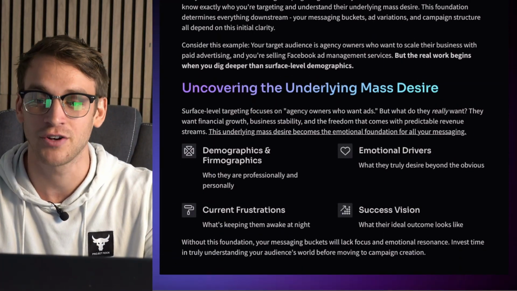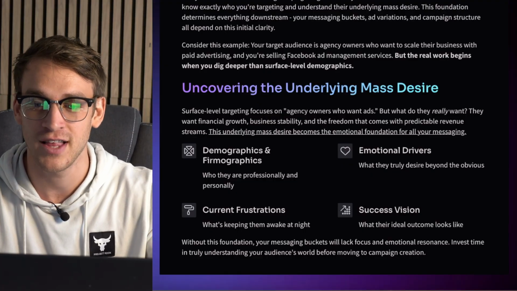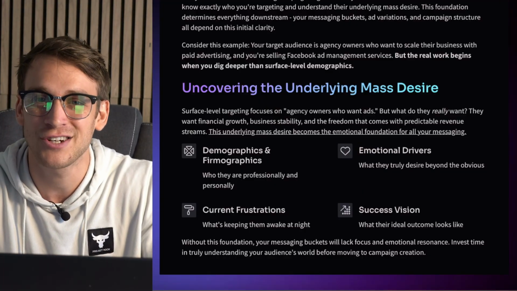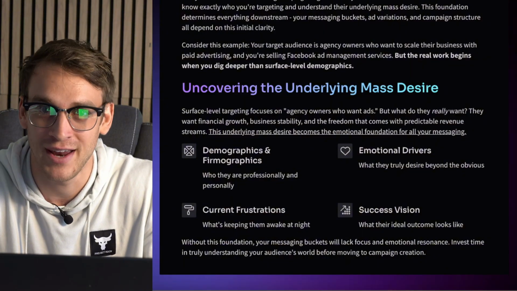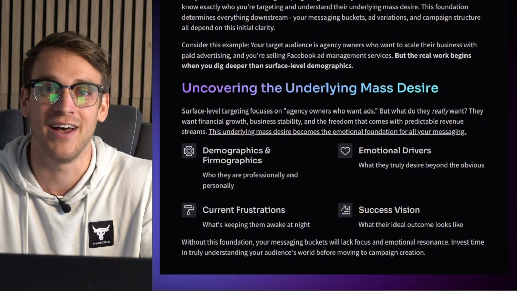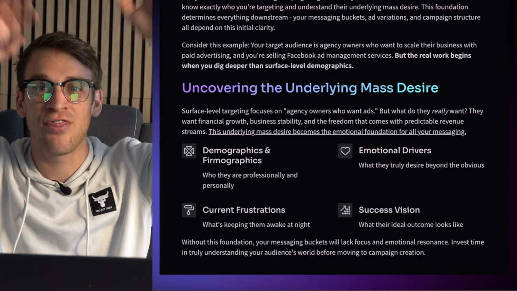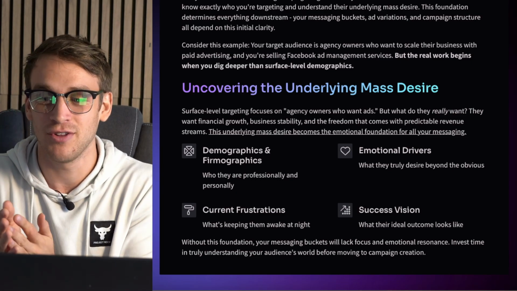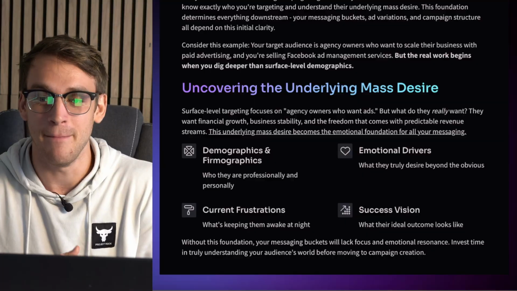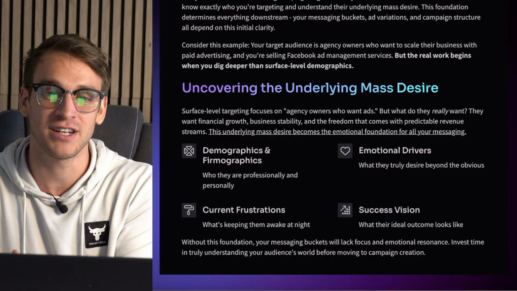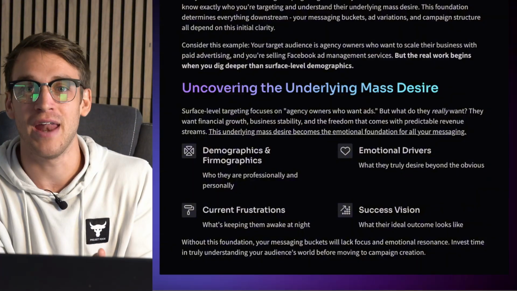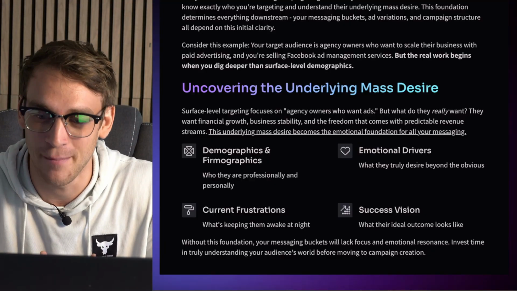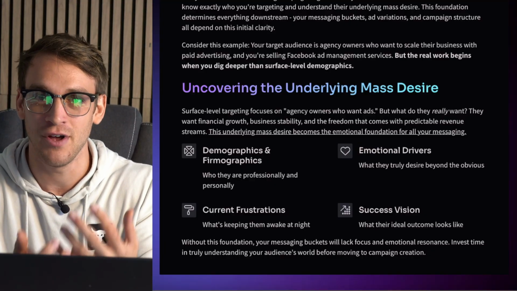But first, what we want to do is uncover the underlying mass desire. So surface level targeting focuses on, again, agency owners who want to scale ads. But what do they actually really want? Like, look, I run an ad agency. If I didn't have to run ads, I'd be cool with it. If I could just make money come out of thin air and spawn cash everywhere without actually having to run ads, that'd be awesome. So my mass desire is financial growth, business stability, and the freedom that comes from predictable revenue streams like ads. I don't actually want ads. I want money. That's what I want. So this underlying mass desire becomes the emotional foundation for your messaging, okay?